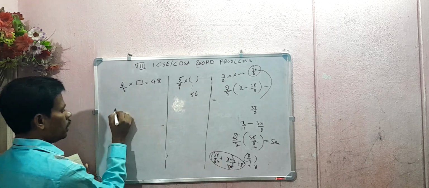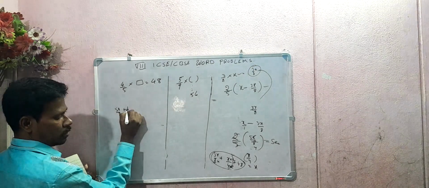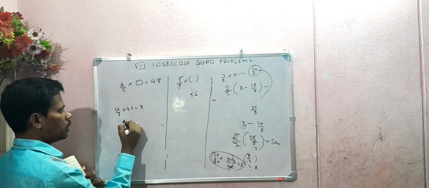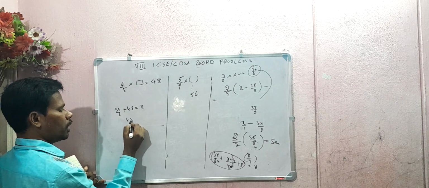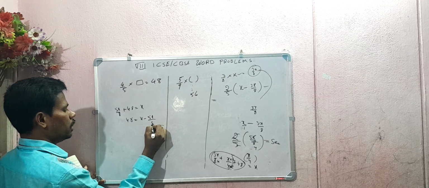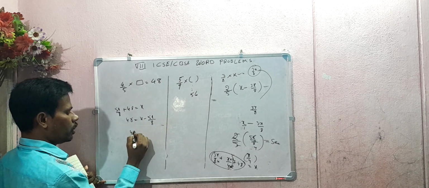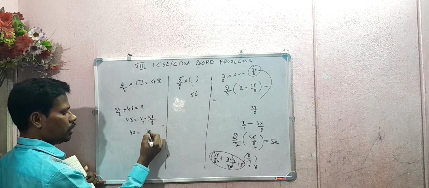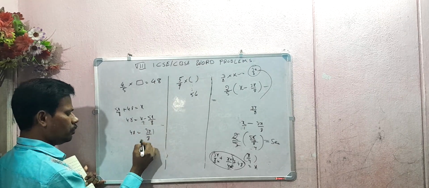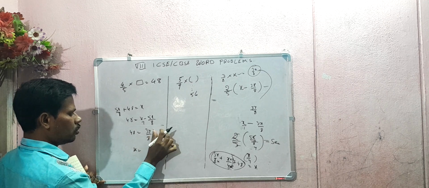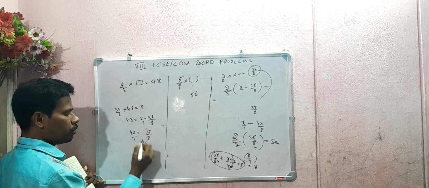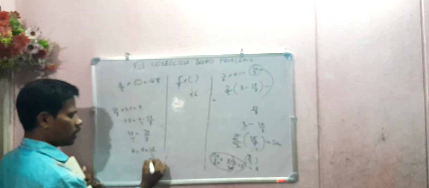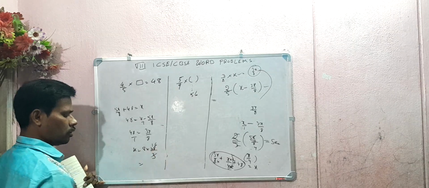So 5x by 8 you will get plus 48 is equal to x. What I told, we bring all variables to one side. So plus 48 you keep as it is, x minus 5x by 8 gives 48 is equal to 3x by 8. This calculation, 8 minus 5 is 3. So 3x by 8. Next, x is equal to, by 1 you keep, what you will get? 8 into 48 by 3. So like that.